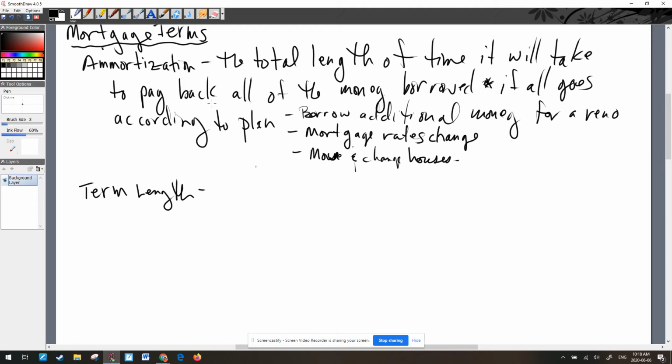And so even though 25 years is how long it's going to take you to pay the mortgage off, the term length is the length of your agreement with the bank.